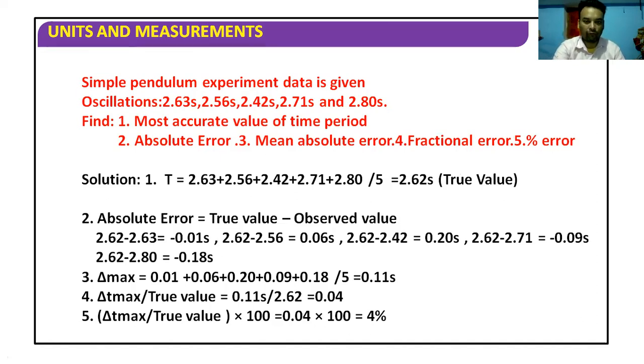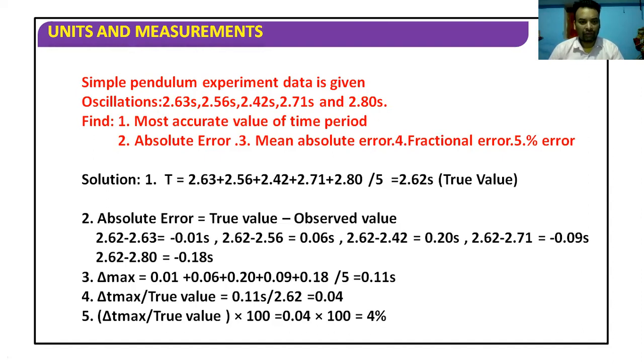So we are performing the experiment of simple pendulum, and we have some values of the time period of oscillation of the simple pendulum. So we have 5 observations, 5 values. All these 5 values may not be the true value. They have some errors, because I already told you that in any observation or in any experiment, there are chances of errors.